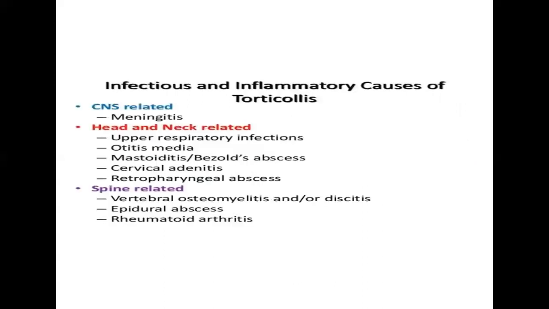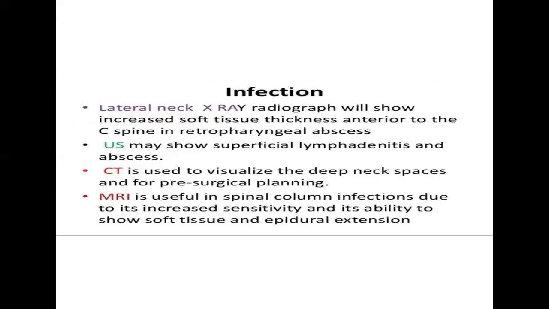Infectious and inflammatory causes of torticollis. CNS related: meningitis. Head and neck related: upper respiratory infection, otitis media, mastoiditis, cervical adenitis, retropharyngeal abscess. Third, spine related: vertebral osteomyelitis and/or discitis, epidural abscess, rheumatoid arthritis.